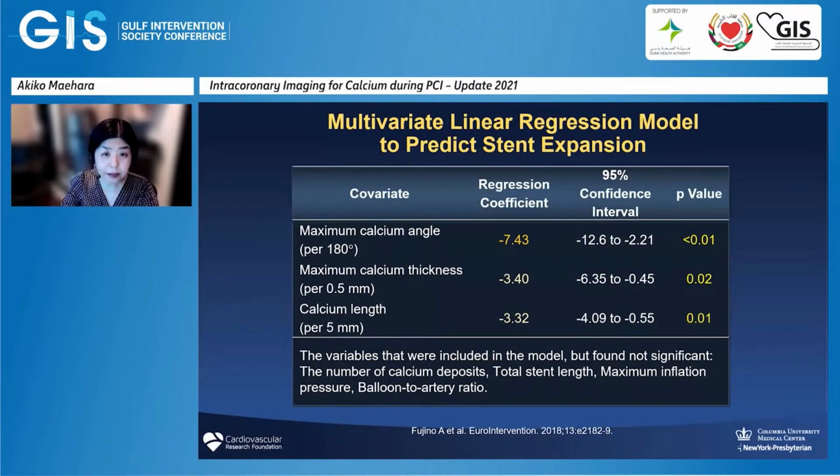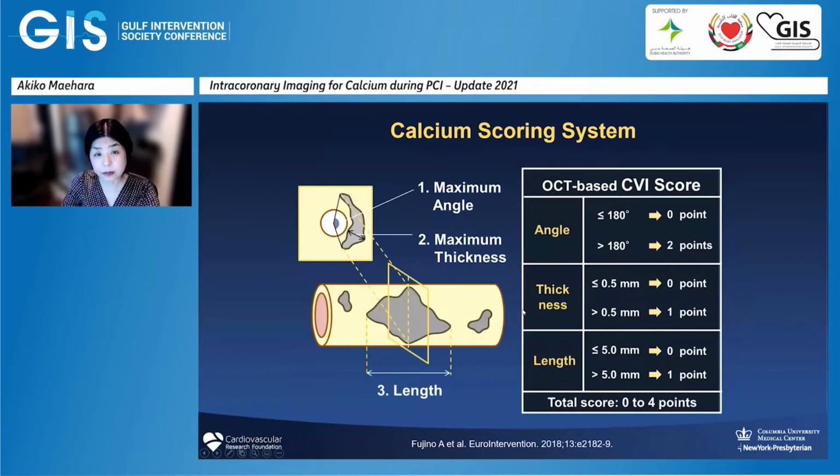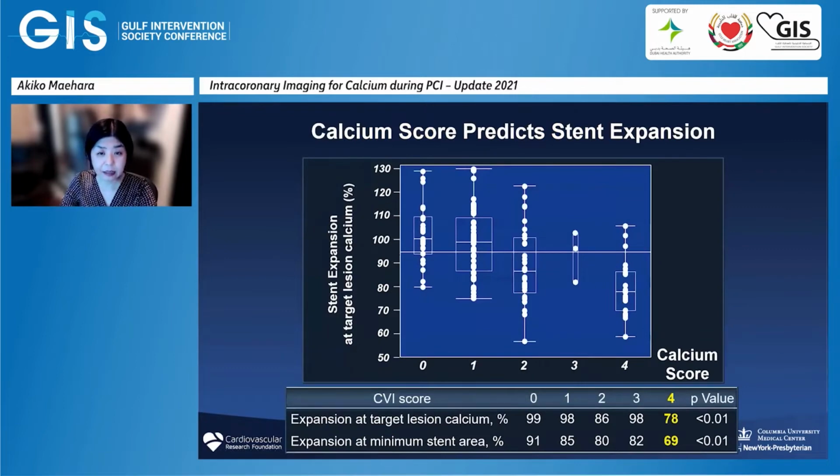To make this clearer, we developed the calcium score by OCT, and we saw that all the components of the calcium predict stent expansion, meaning the calcium angle, thickness, or length. And based on the correlation, we developed the score. If the angle is more than 180, thickness is more than 0.5 millimeter, or length is more than 5 millimeter, that's indicating poor stent expansion. And if the score is high, we see poor stent expansion.